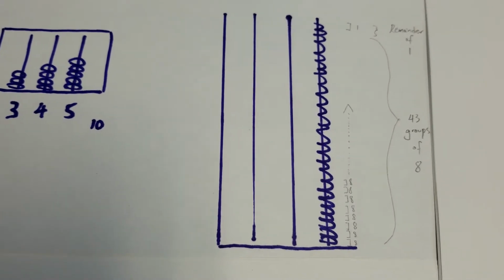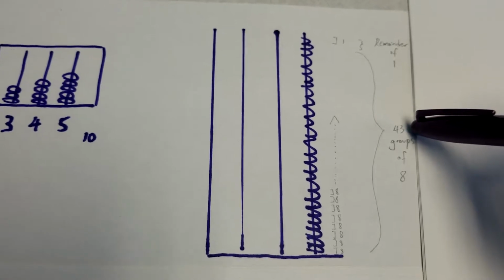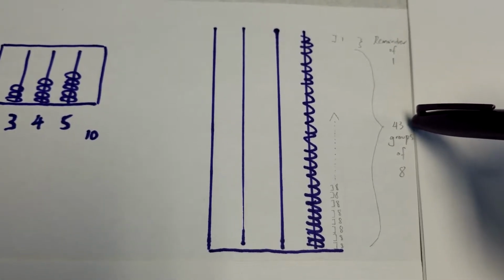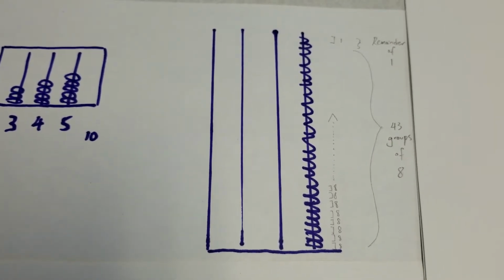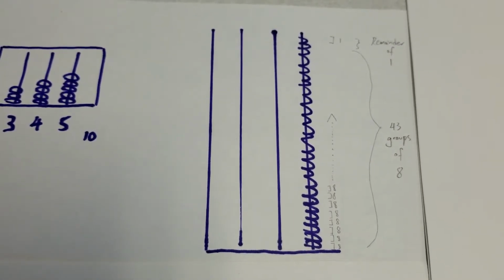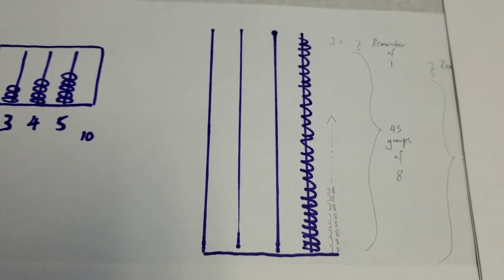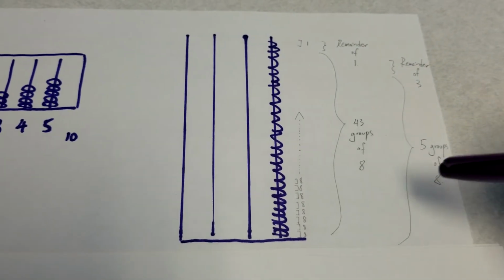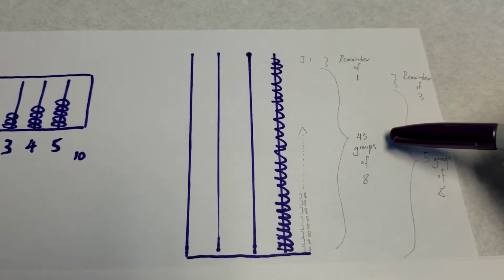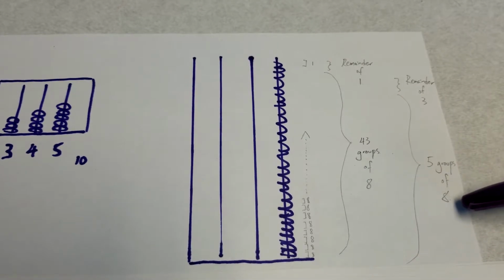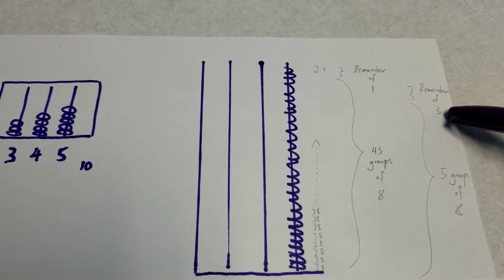And if I want to break them down even further, we're going to keep going until the number of groups right here is less than 8. So the 43 groups of 8, when we break them down even further, is going to end up being 5 groups of 8 plus 3 remaining, because there are 43, right? So 8 times 5 is 40, and then there's a remainder of 3.